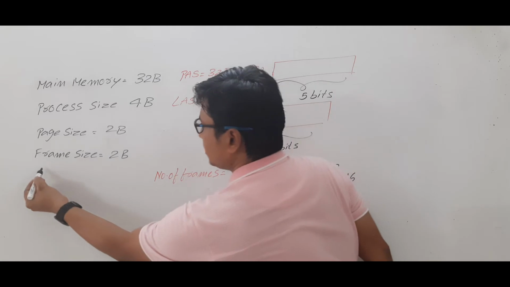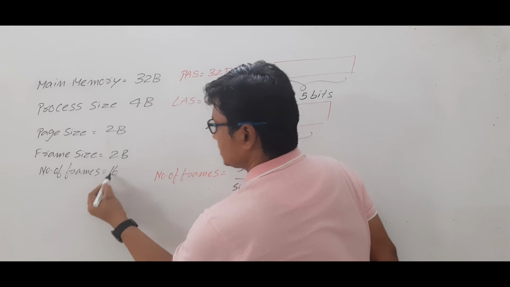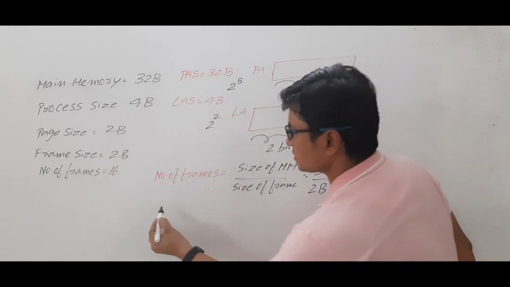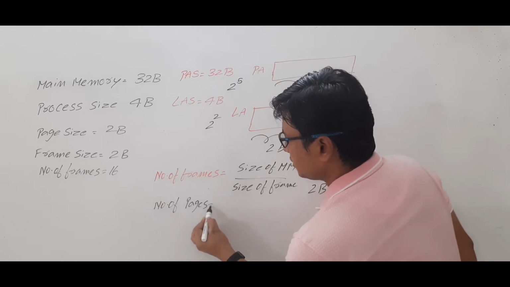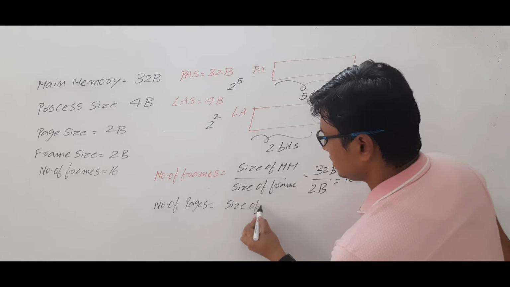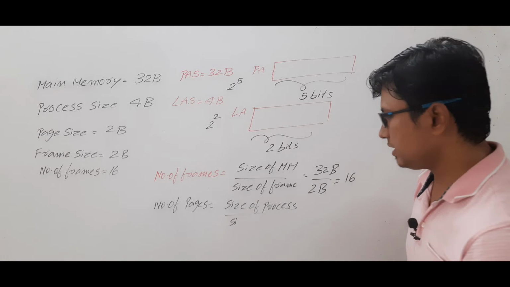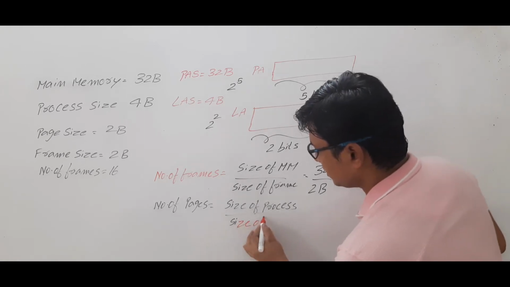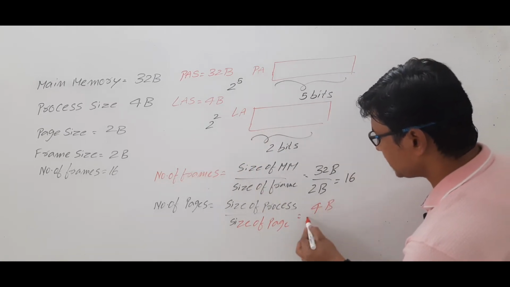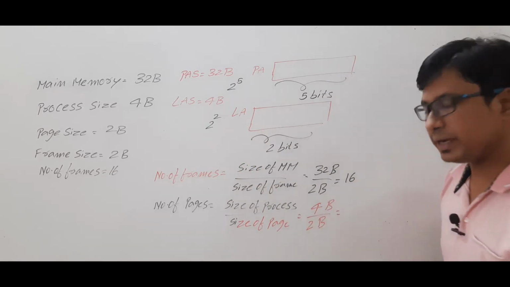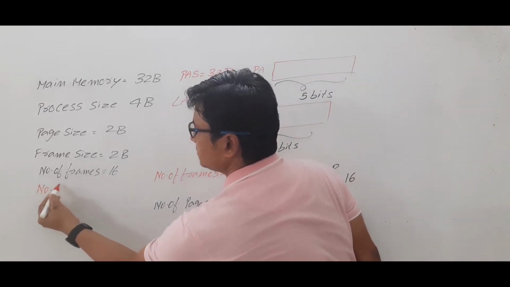So number of frames is equal to 16. Similarly, we will compute the number of pages. Number of pages is equal to size of process by size of a page. Now look at what the process size is: 4 bytes, and page size is 2 bytes. So 4 by 2 is equal to 2. So number of pages is equal to 2.